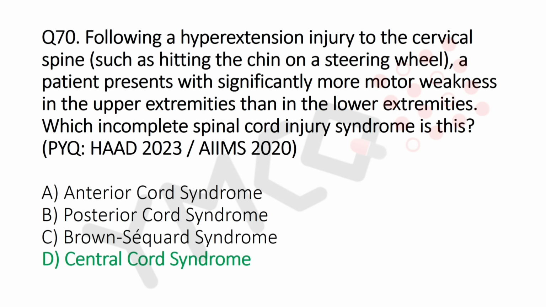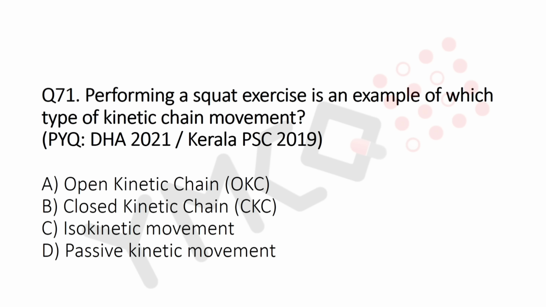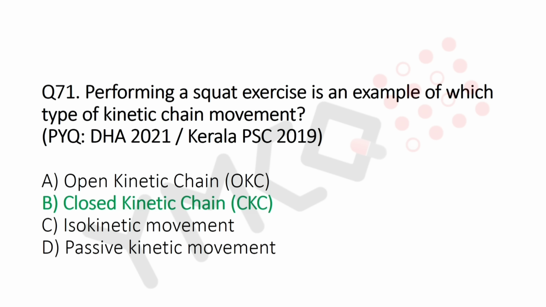Okay. Now let's move to question number 71. Performing a squat exercise is an example of which type of kinetic chain movement? Option A, open kinetic chain. Option B, closed kinetic chain. Option C, isokinetic movement. Option D, passive kinetic movement. And the answer is option B, closed kinetic chain. In a squat, your feet are firmly fixed to the floor and your body moves over them. Because the distal segment, the foot, is fixed, it's a closed kinetic chain exercise.